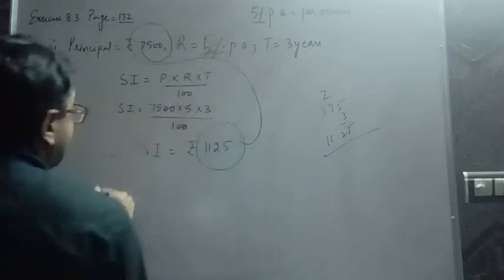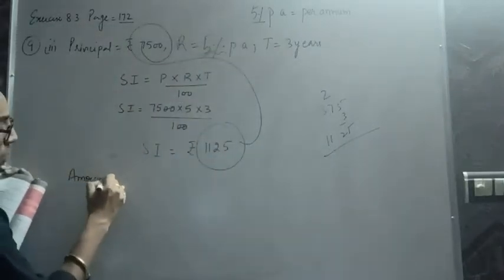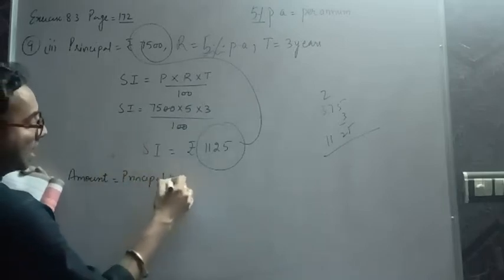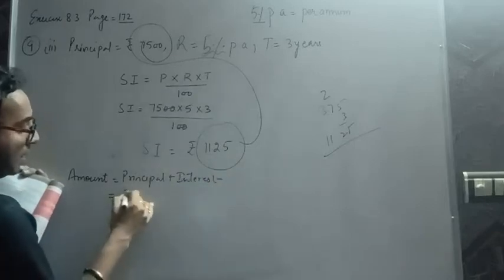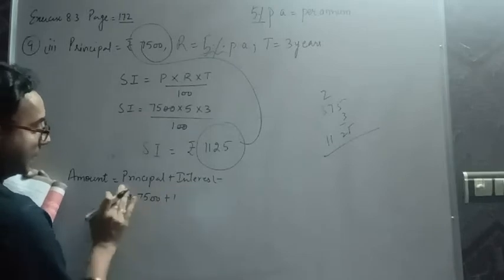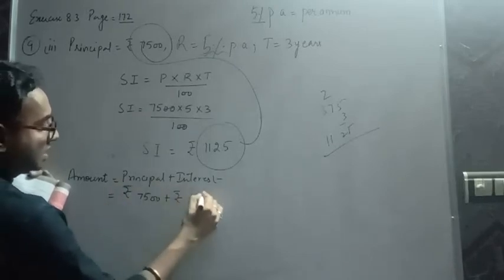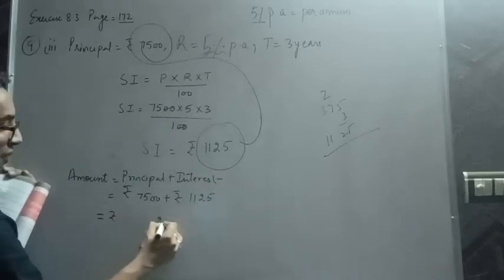Now let us understand one thing. We have to find the amount. What is amount? Amount is principal plus interest. Therefore, what is principal? Principal is 7500, and what is the interest? Interest is 1125. If I add, what will I be getting?